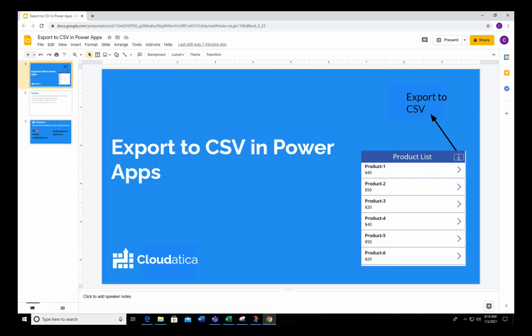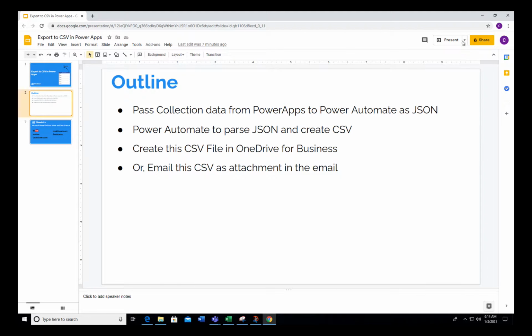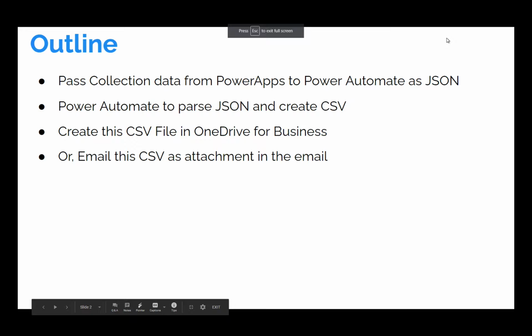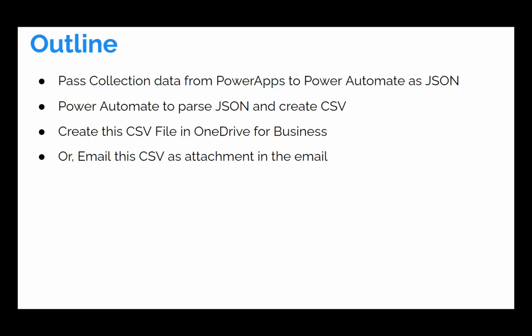But before we jump into doing it, let me first give you a structure of how we are going to do this. It's a little bit of an involved process. You cannot do it alone in Power Apps. You have to use Power Automate or Flow. So the first step, high level, that you will do is you will pass the collection data from Power Apps to Power Automate as JSON, and we'll see how to do that.